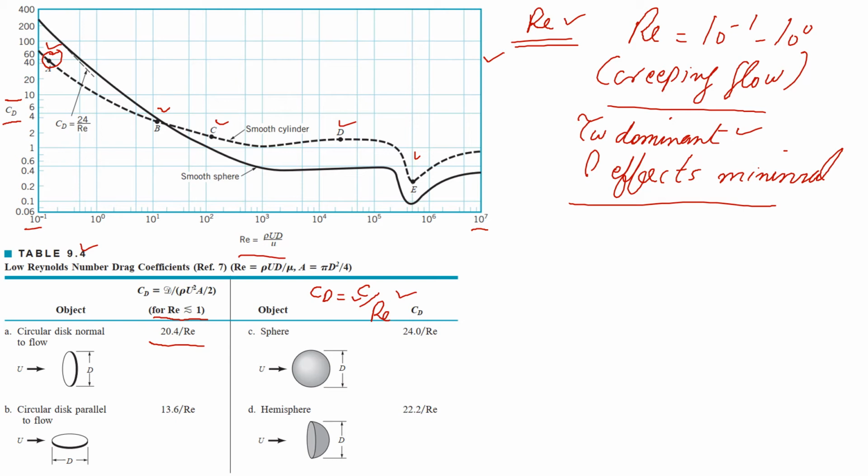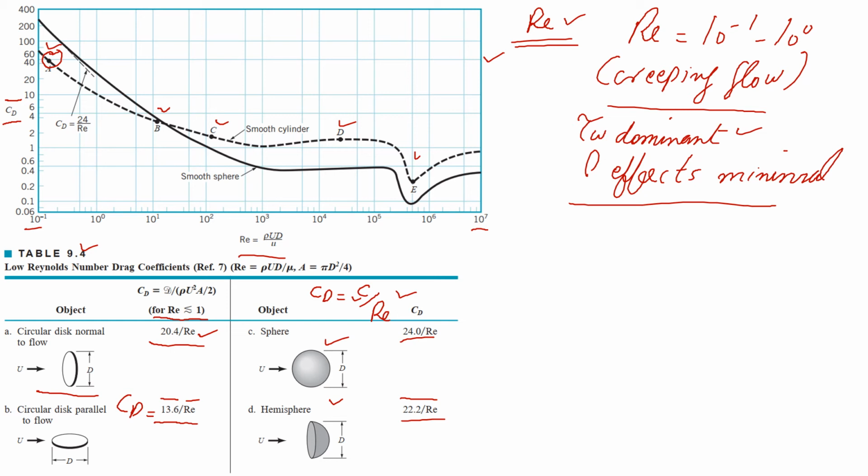So if we take this shape and place it in a creeping flow regime, then we will have a drag coefficient of 20.4 divided by the Reynolds number. For a circular disc parallel to the flow, the value of C is 13.6 divided by Reynolds number. For a sphere, the drag coefficient is 24 over Reynolds number, and for a hemisphere, 22.2 divided by the Reynolds number. So we have different values of drag coefficient in the creeping flow regime for different shapes, and we can read them from this table.